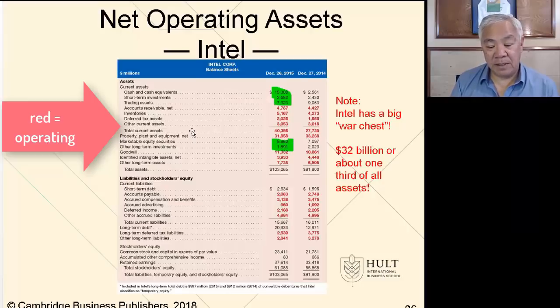So that's 32 billion out of 100 billion. So about 1/3 of all the assets of Intel are there at their disposal. That's a powerful company. So if Intel wants to buy somebody, in general, they can afford it.